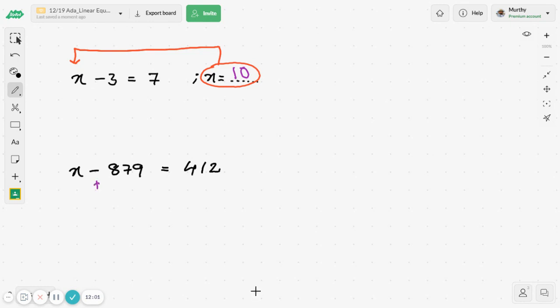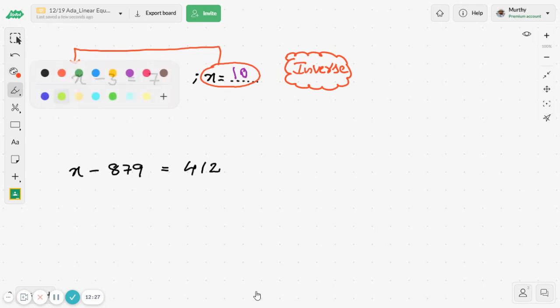How could you get the 10? Wait, hold on, please. You are doing good. Let's just talk about the technique. So we go with the inverse operation whenever we solve these linear equations. Our target is always to isolate the variable part. Let me isolate the variable. So how to isolate this one? We have to go for the inverse operation.